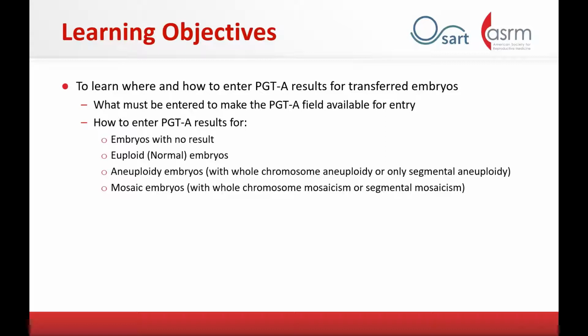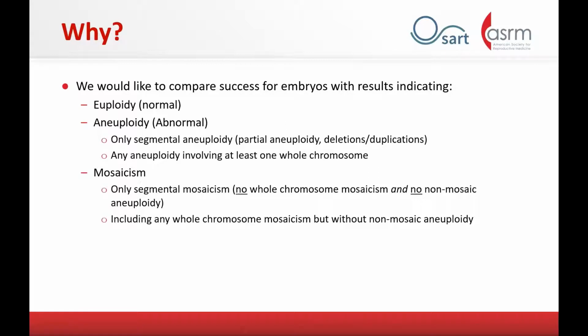For embryos with no result, that could have been biopsied but had no result. With euploid or normal embryos, with aneuploid embryos, ones that have whole chromosome aneuploidy or only segmental aneuploidy, and how to enter the information for mosaic embryos. These are embryos that have either whole chromosome mosaicism or segmental mosaicism, but do not have any full-blown aneuploid chromosomes or segmentals. So why do we want to do this?